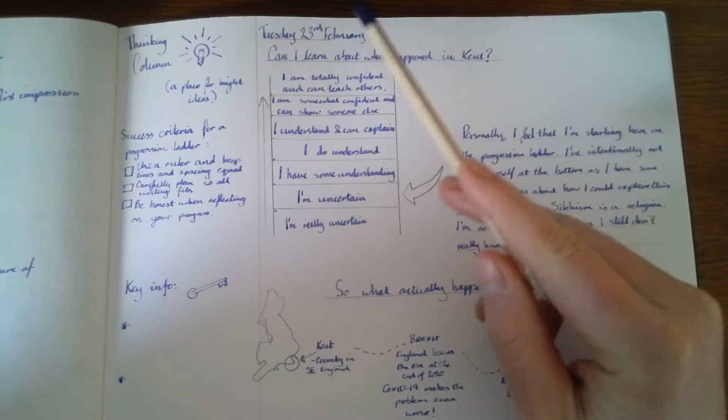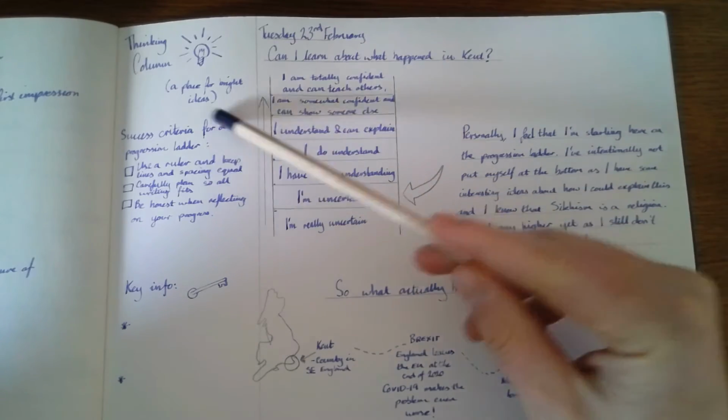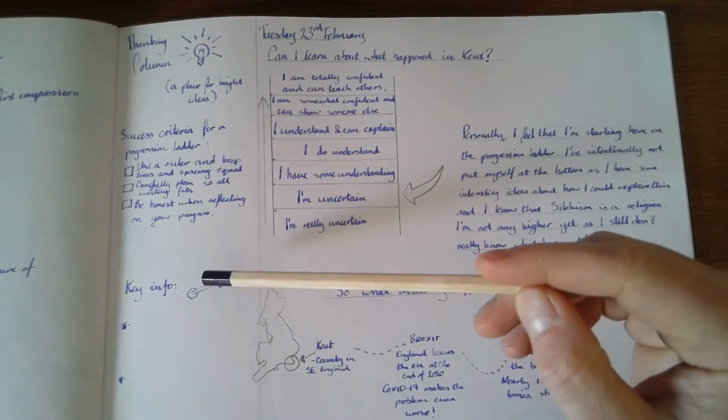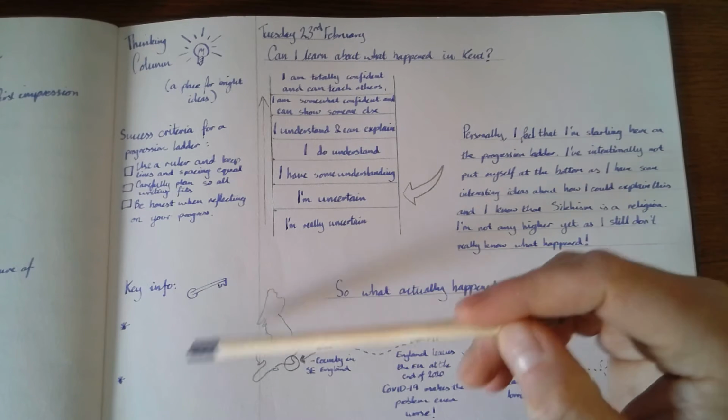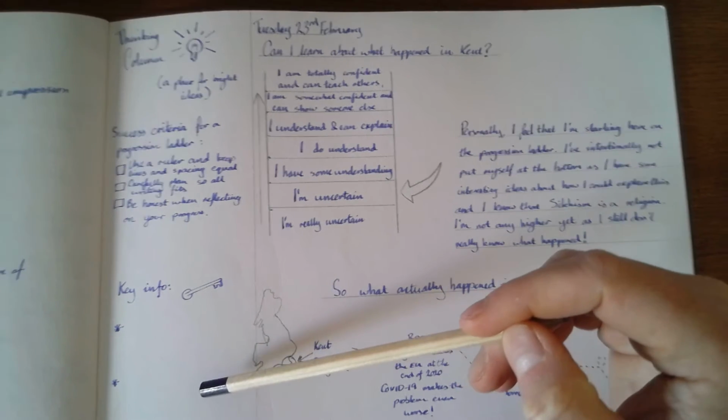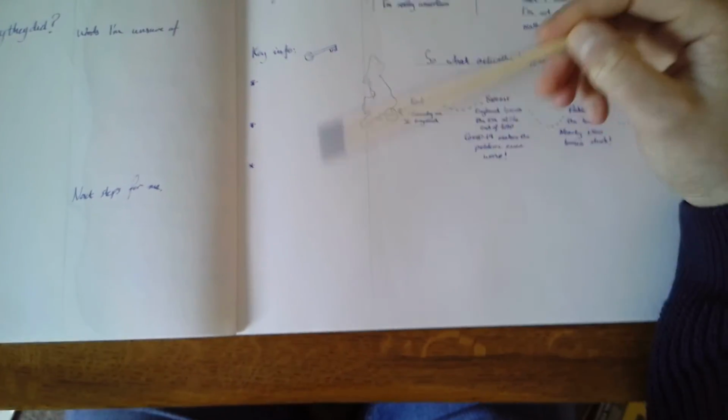I've got my date and my title, I've got my thinking column here, I need a space for progression ladder, and then I just need key information. We've talked through some elements, and as we were doing that, you should be making some notes down here on our key info. Okay, so we've got quite a long section here.